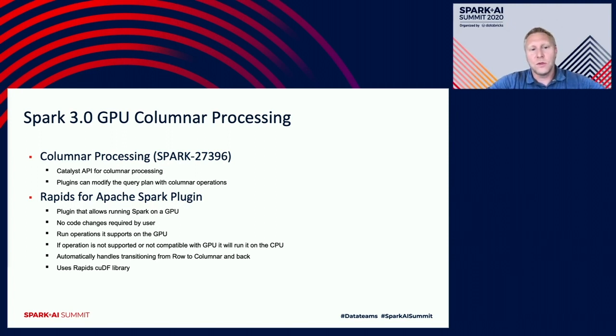What the plugin does is any operations we know how to run on the GPU, it will do. But if it doesn't, the operation will still run on the CPU just like normal. This plugin is built on the Rapids cuDF library. This library is basically a CUDA data frame library. It has a bunch of ETL operations, your sorts and joins and aggregates and things in it, and so we use that in our plugin. The plugin's available, or will be available, at Spark Summit. And we also have a version that runs on Databricks.